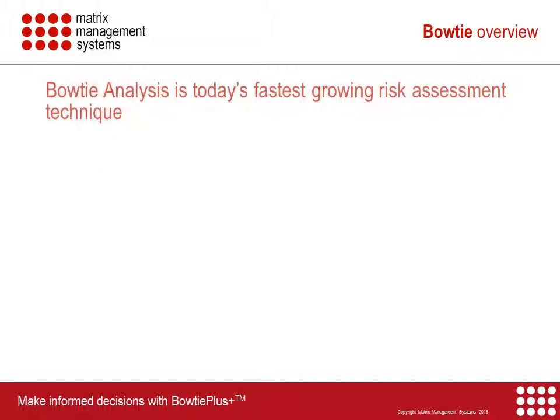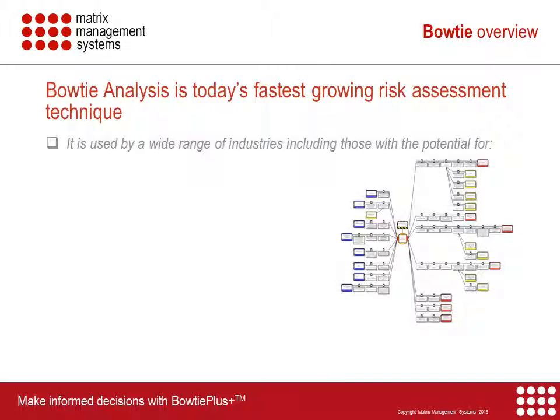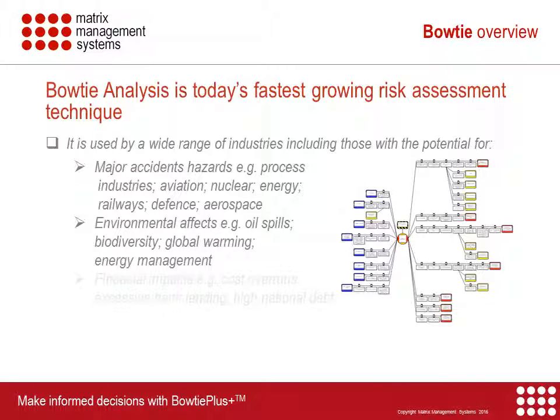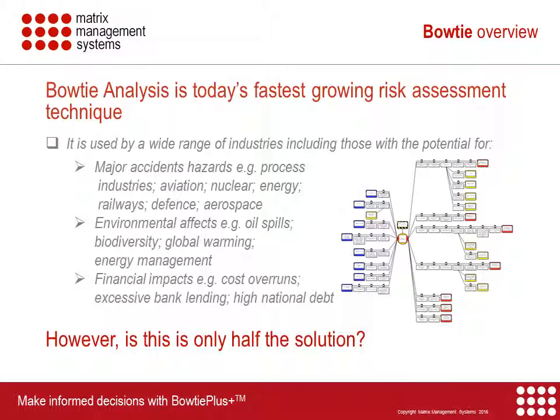Bowtie analysis is today's fastest growing risk assessment technique. It is used by a wide range of industries, including those with the potential for major accidents, environmental effects, and financial impacts. However, is this only half the solution?